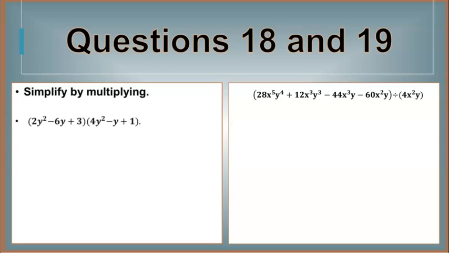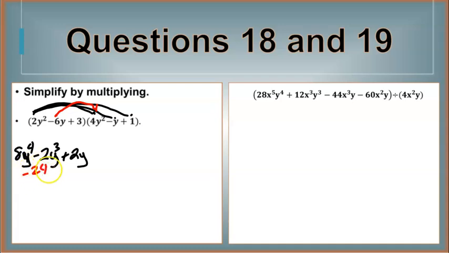Question 18, simplify by multiplying. So I'm just going to FOIL this. So 2y squared times 4y squared is 8y to the 4th. 2y squared times negative y is a negative 2y to the third. And 2y times 1 is a positive 2y. Then distribute the negative 6y. So negative 6y times 4y squared is a negative 24y cubed. Negative 6y times negative y is a positive 6y.